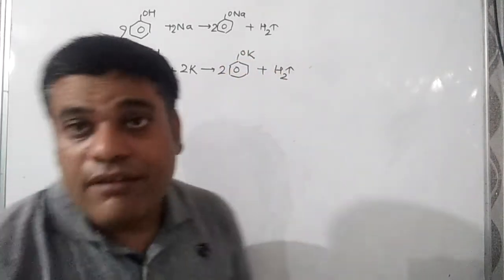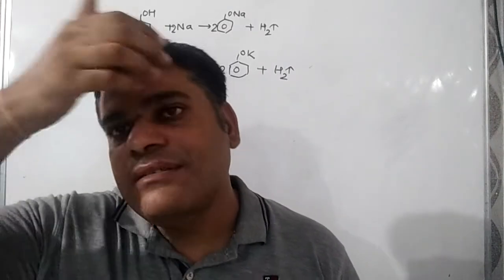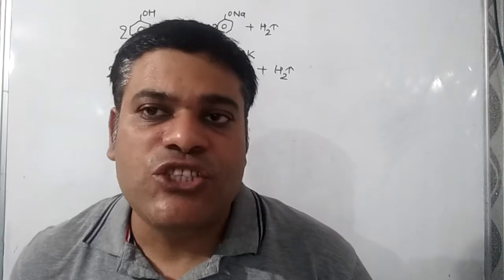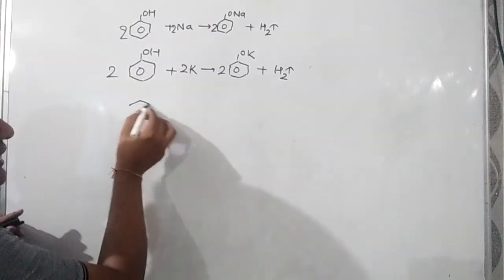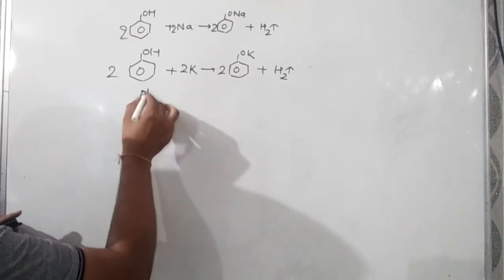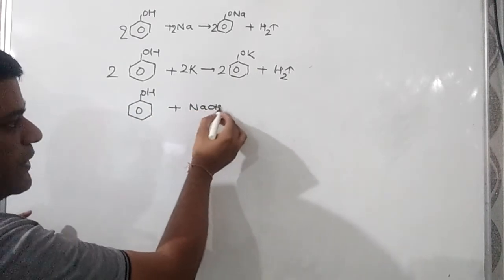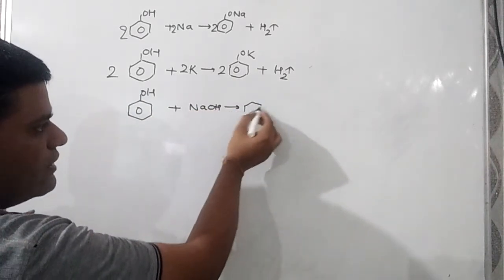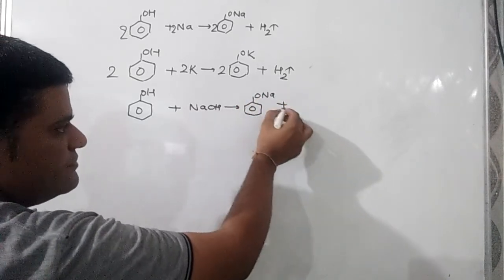Next will be reaction with alkalis. Phenol can react with alkalis like NaOH and KOH to produce salt and water. Here we will get sodium phenoxide plus water.